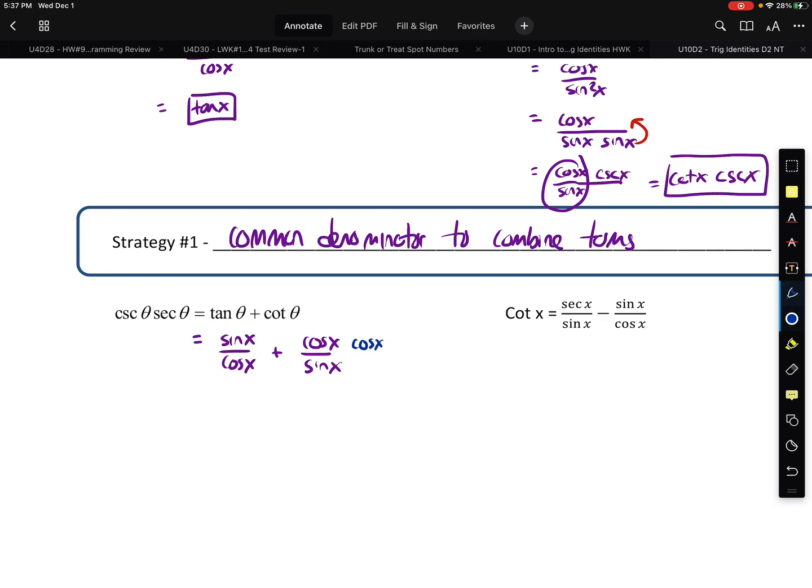So if I wanted to get a common denominator, I can make my common denominator cos and sine. So I'd have to multiply by cos x over cos x, or here I'd have to multiply by sine x over sine x. By doing that, now I have my common denominator. So I have sine squared x over sine x cos x plus cos squared x over sine x cos x, which is exactly what I want, common denominator. By doing that, I can combine.